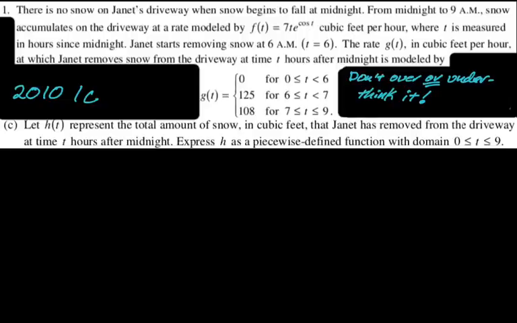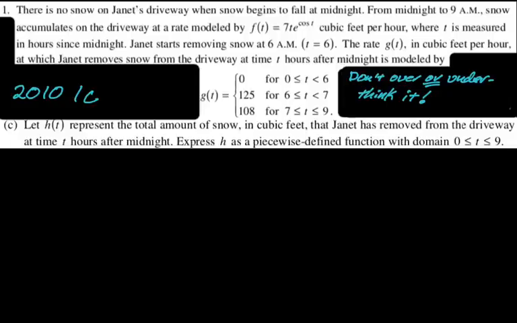So they don't shovel at all until 6. So there's no snow removed until 6. And then g of t is the rate at which she removes snow from the driveway. We're given g of t, and it's piecewise. So question C is, let h of t represent the total amount of snow in cubic feet that Janet has removed from the driveway at time t hours after midnight. Express h as a piecewise defined function with domain 0 to 9.